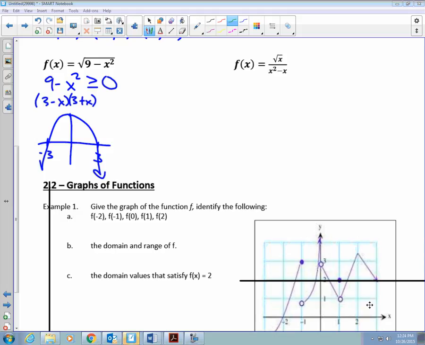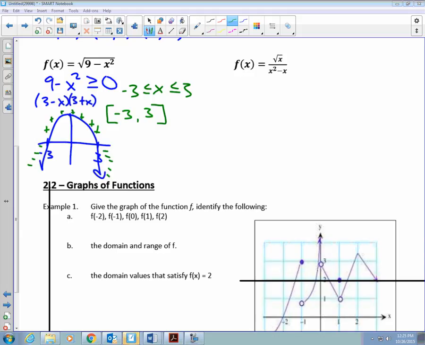All right. Now, the question is, where is 9 minus x squared greater than or equal to 0? What does it mean to be greater than or equal to 0 on the graph? Above the x-axis. So it's above in these positions. It's below in these positions. So therefore, my solution will be from negative 3 to positive 3, or in interval notation, look like this. Okay with that?